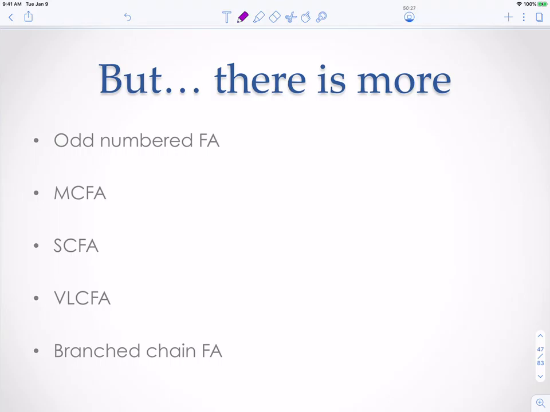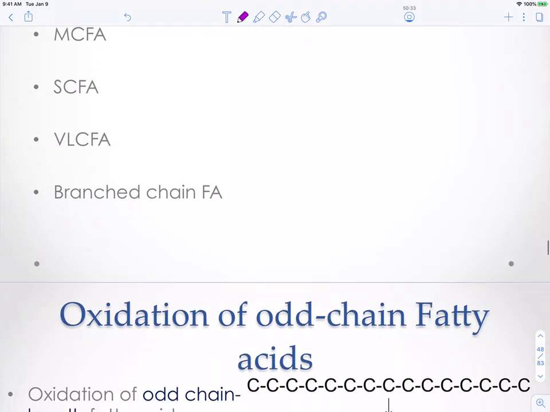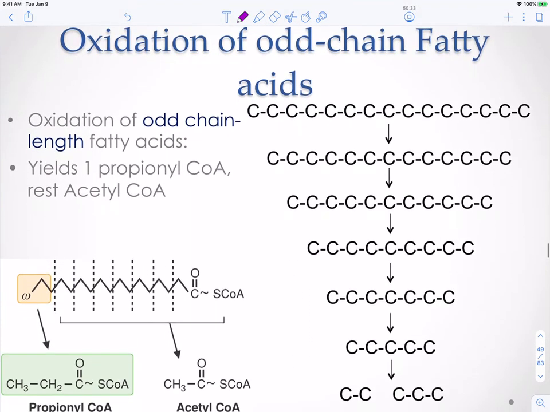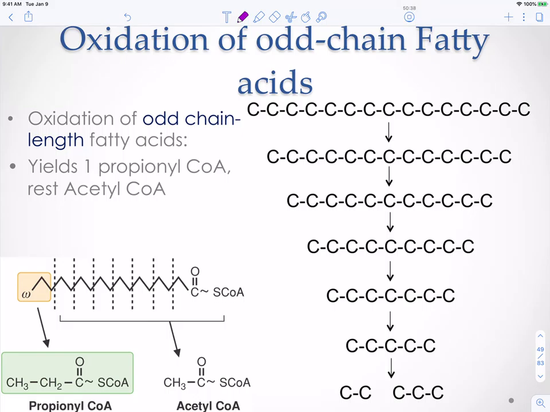We have odd number fatty acids. We have medium chain, short chain, and very long chain fatty acids, as well as branched chain fatty acids. So oxidation of odd chain fatty acids is pretty straightforward, again, as long as it's saturated. If it's unsaturated, it'll have to continue this way until it gets to a double bond, for example. Oxidation of odd chain fatty acids is going to continue, but at the end, when the final split occurs, you get a propionyl-CoA, which is a 3-carbon, and then you get an acetyl-CoA.